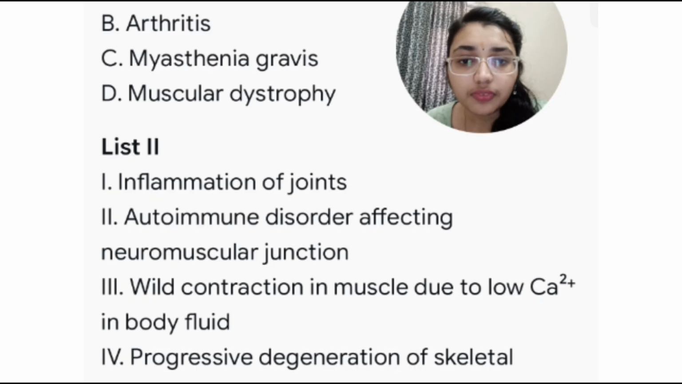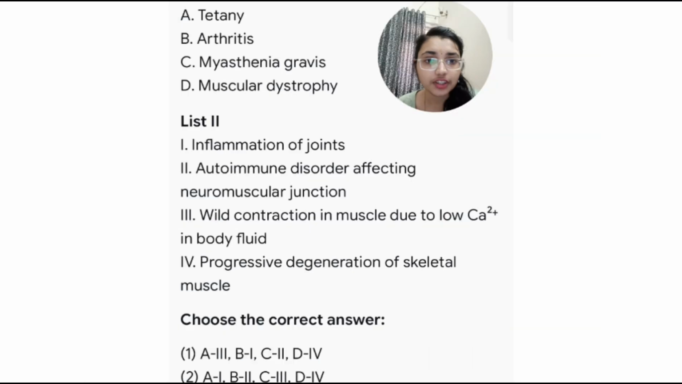No, this is not matching with arthritis. It is matching with Graves' disease. C will be matching with the second, that is autoimmune disorder affecting the neuromuscular junction. So we can directly get the answer, that option 1 is correct.